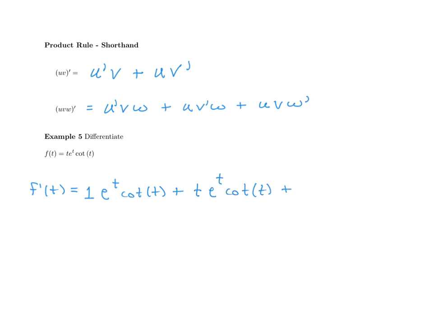And then lastly, I leave the first 2 alone and take the derivative of just the last. So that's t e to the t, and the derivative of cotangent, what was that? I believe it was negative cosecant squared of t in this case. So if you have 3 functions and you can remember the pattern to how these rules work, it actually doesn't take too long to write out the unsimplified version of the derivative.